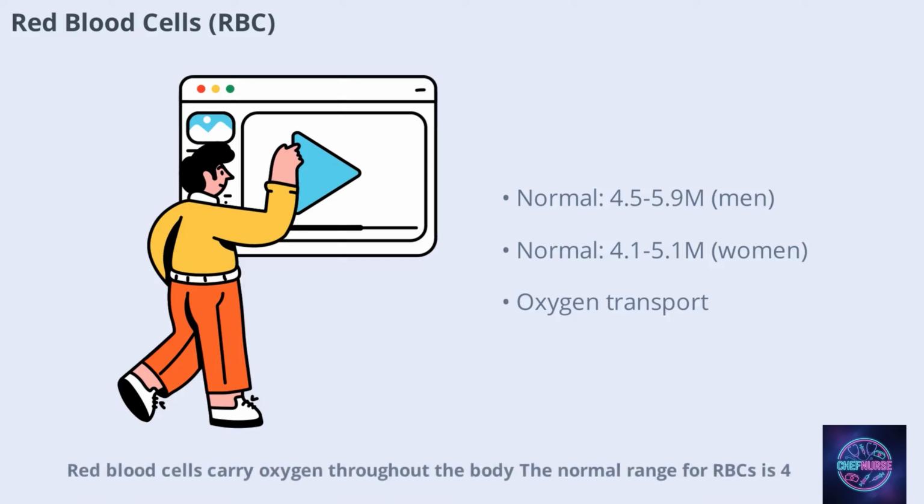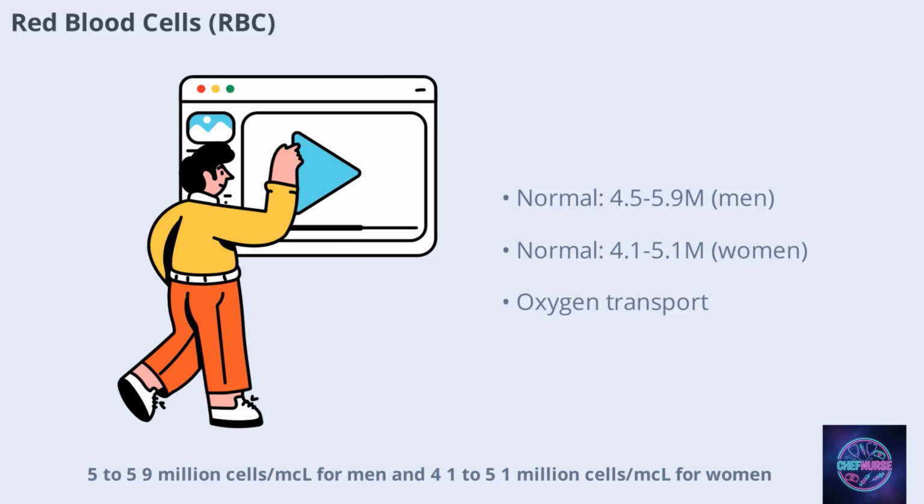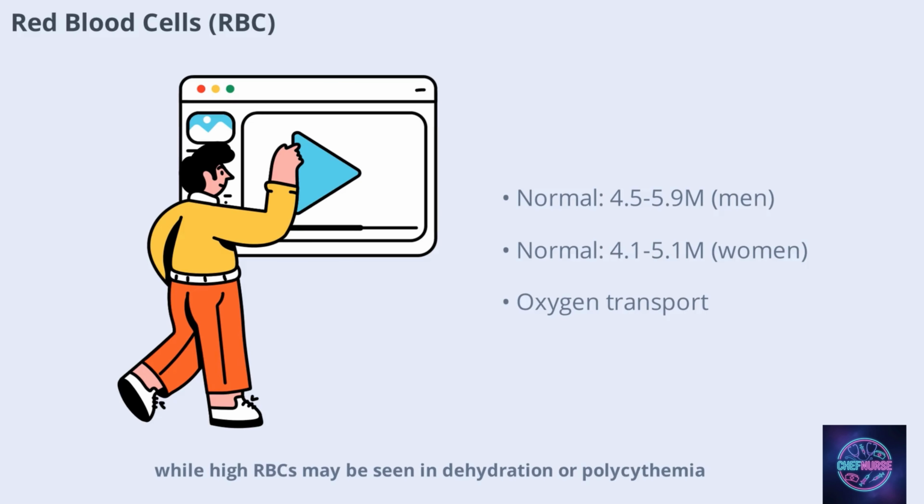Red blood cells carry oxygen throughout the body. The normal range for RBCs is 4.5 to 5.9 million cells/ml for men, and 4.1 to 5.1 million cells/ml for women. Low RBCs can indicate anemia, while high RBCs may be seen in dehydration or polycythemia. Recognizing the significance of abnormal RBC counts is important for NCLEX questions related to oxygenation and anemia.